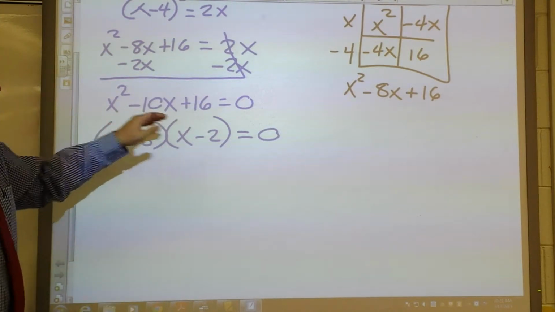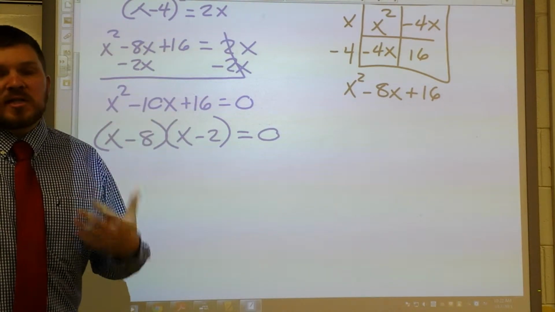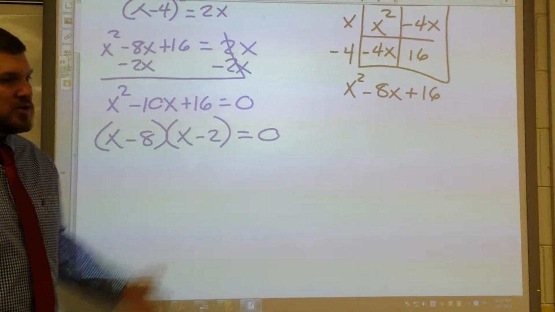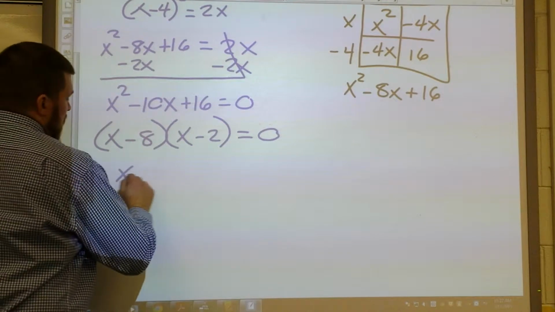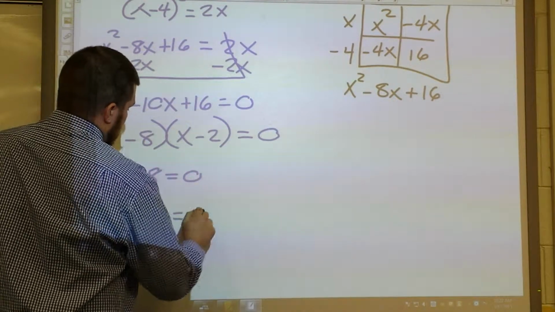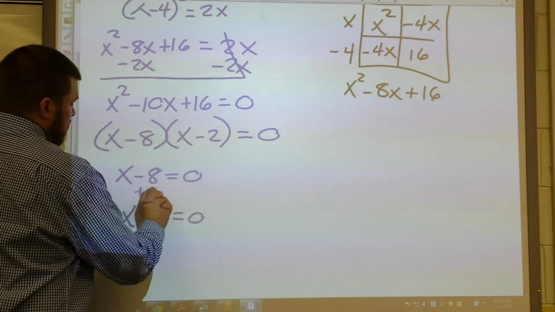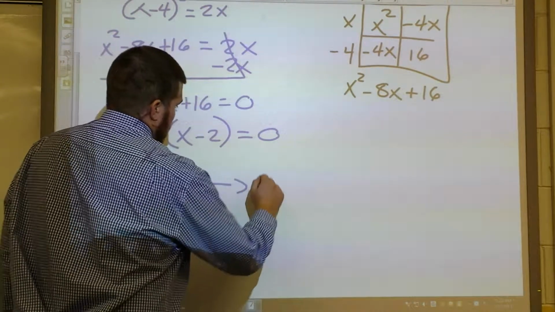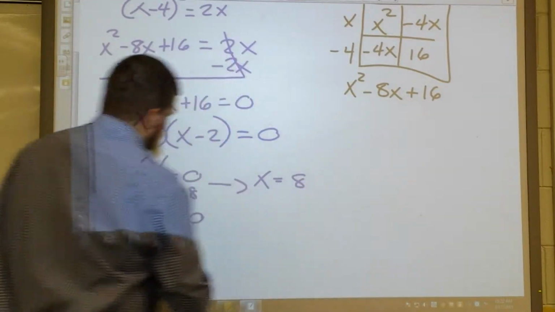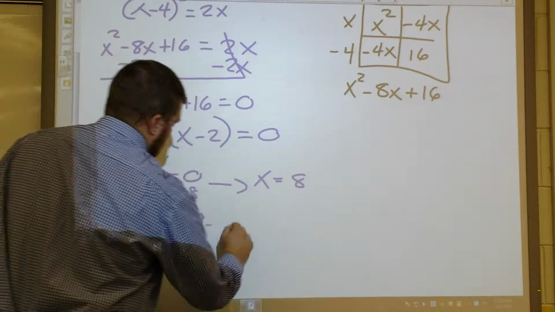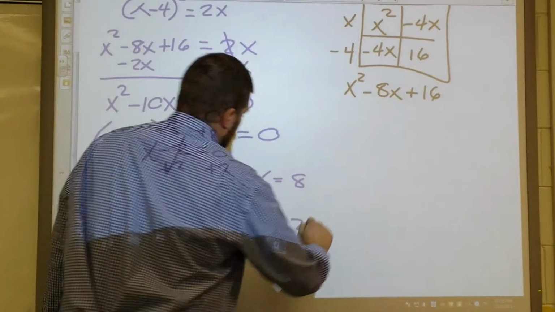As soon as I have my two factors, I can use the property called the zero product property, which means I take my product that's equal to 0 and I just make two smaller equations. x minus 8 equals 0 and x minus 2 equals 0. And then I'm just going to solve each one of these. So plus 8 each side for the first one. So that tells me x equals 8. For the second one, I'm going to say plus 2 each side. So that tells me x equals 2.